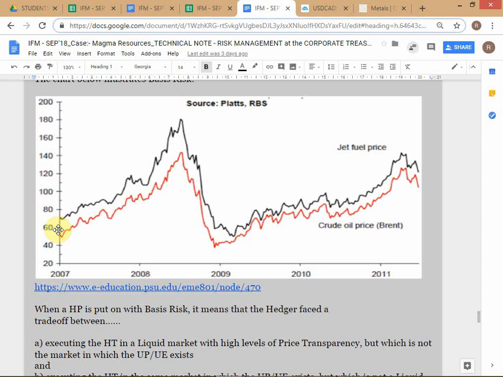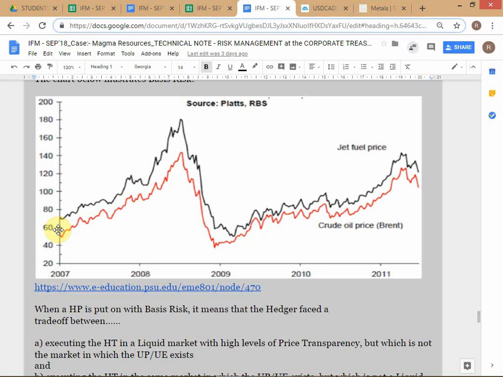No, Tanuja's question is whether the amount of money that is lost or made on the underlying position should be exactly equal to the amount you make or lose on the hedge position. Should you set up your hedge position in such a way that they are exactly equal? One minute, let me just answer that.